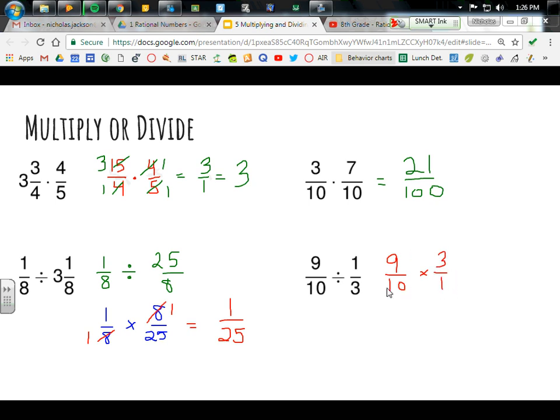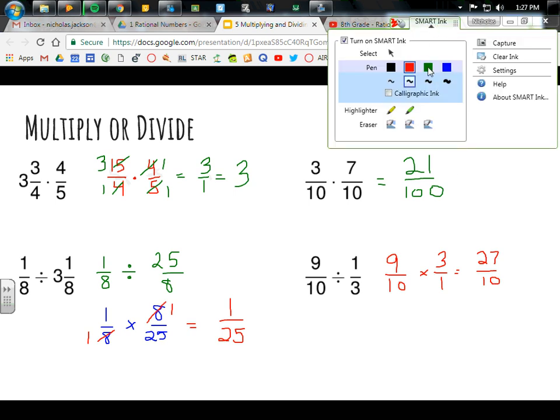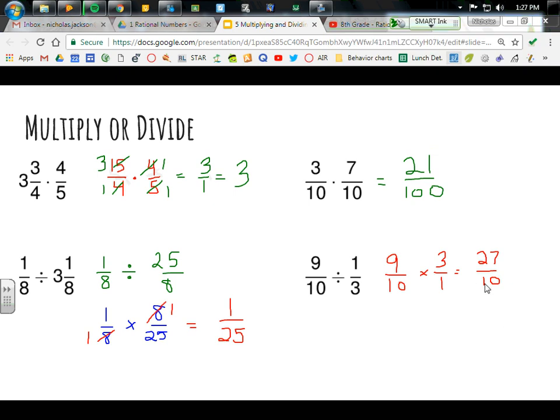All right, and now at this point, there is no simplification we can do. So we multiply straight across. 9 times 3 is 27. 10 times 1 is 10. We have an improper fraction that we need to change back into a mixed number. So 10 can go into 27 twice, and you would have 7/10 left over. So 2 7/10 is our answer.